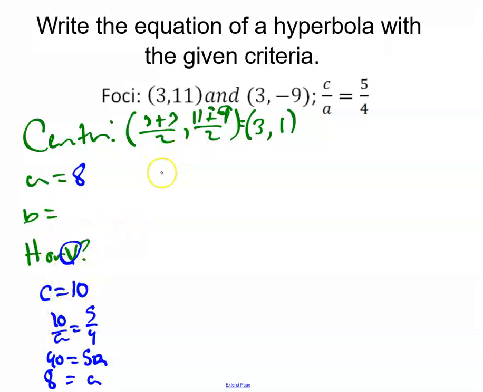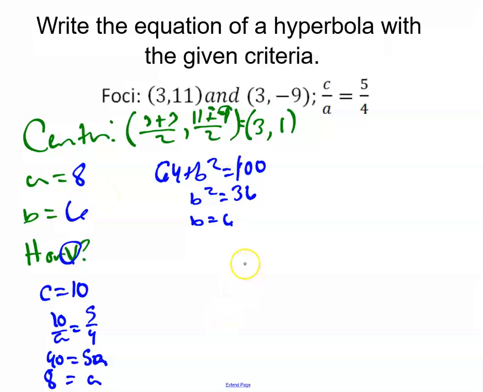Now I can find my b because I know my a and my c. So a squared, which is 64, plus b squared equals c squared, which is 100. So b squared equals 36. B is equal to 6.